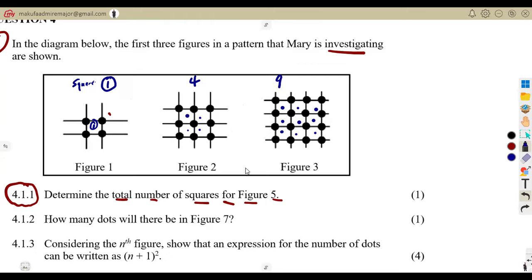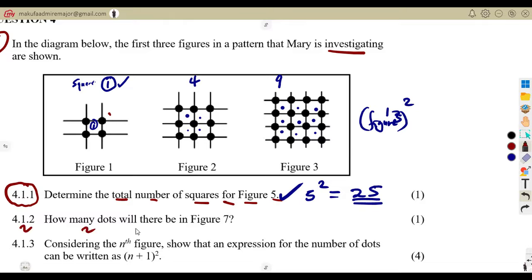For 1, it's 1. For 2, it's 4. For 3, it's 9. As we can see, it is simply a matter of the figure number that we are given raised to the exponent of 2. If it is 1, 1 to the exponent of 2 is 1. If it is 3, 3 to the exponent of 2 is 9. So for figure 5, our answer was simply going to be 5 squared, which is 25. So that's it. You just have to study, guys, what is happening.